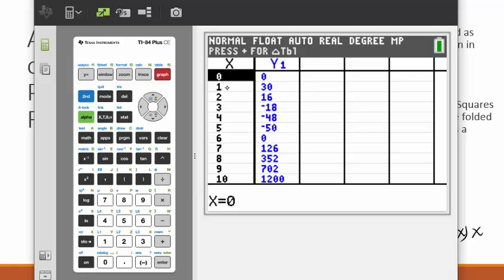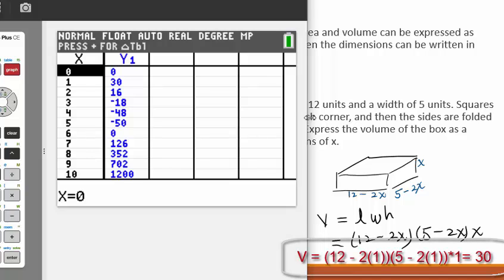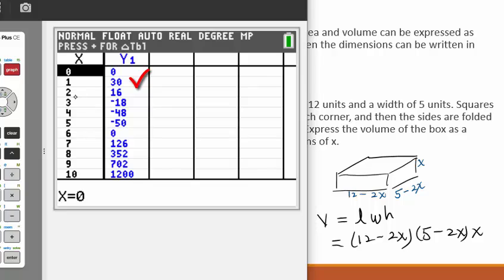But if the height is 1, then the side length will be 12 minus 2 times 1, or 10, and 5 minus 2 times 1, 3. So 10 times 3 times 1, which results in a volume of 30. And then same thing, if the height is 2, we'd get a volume of 16.